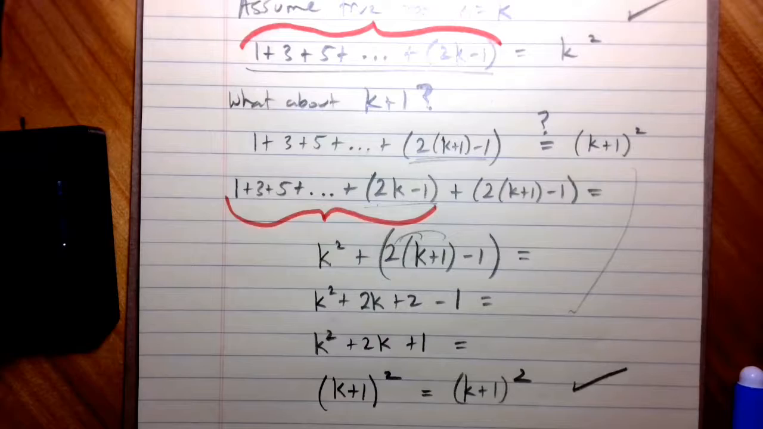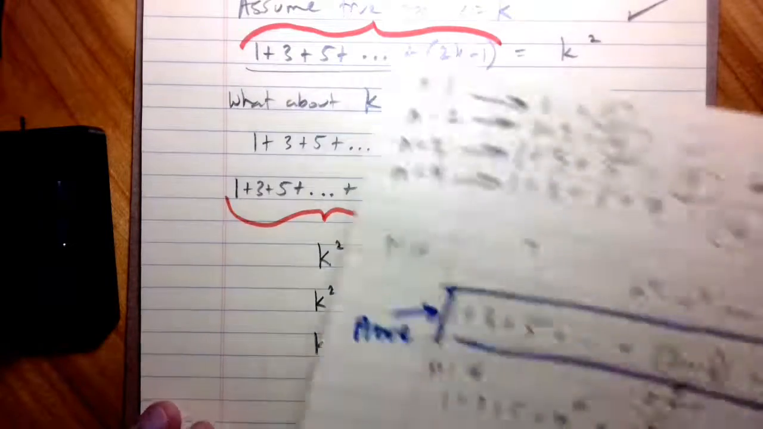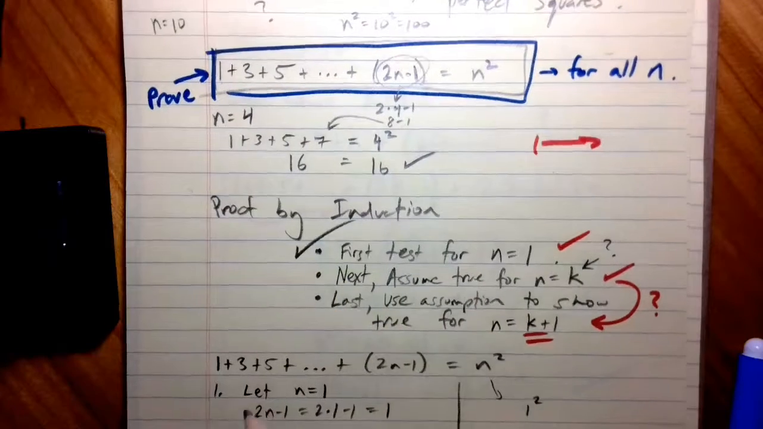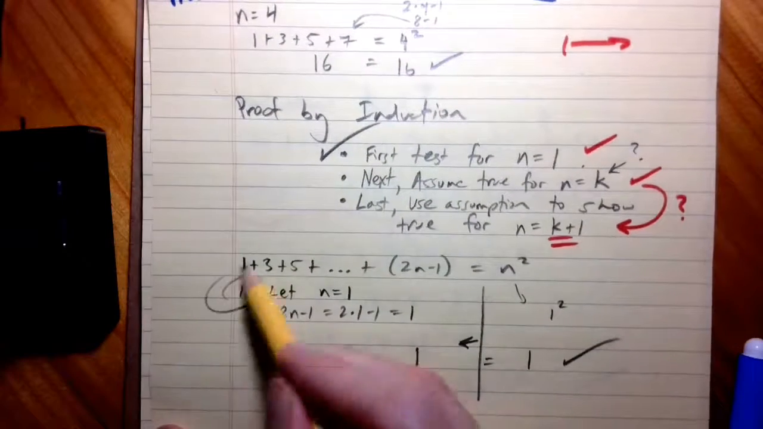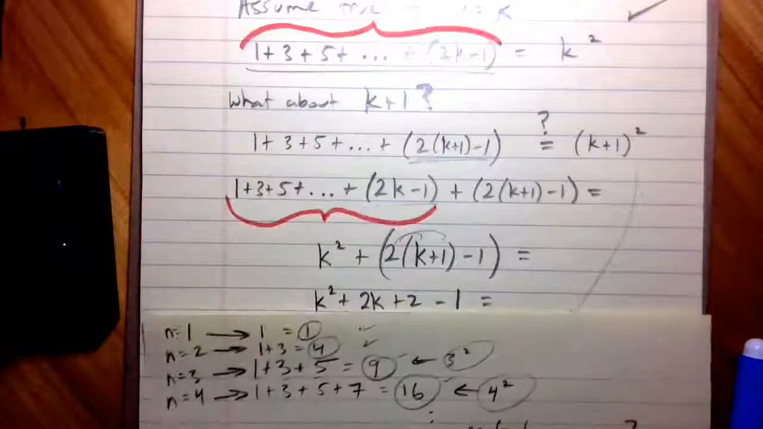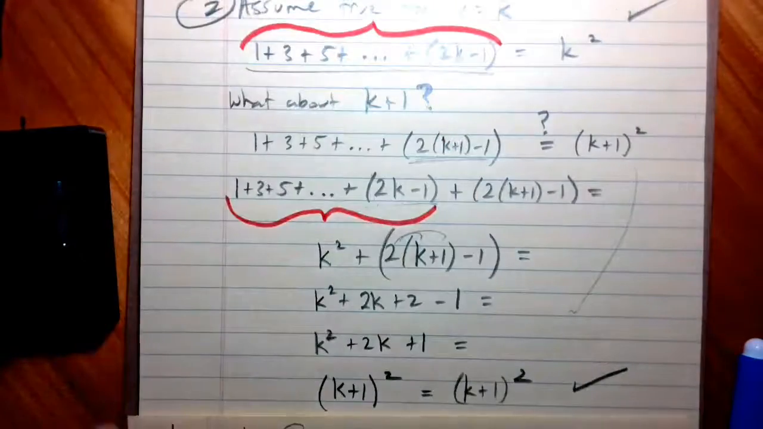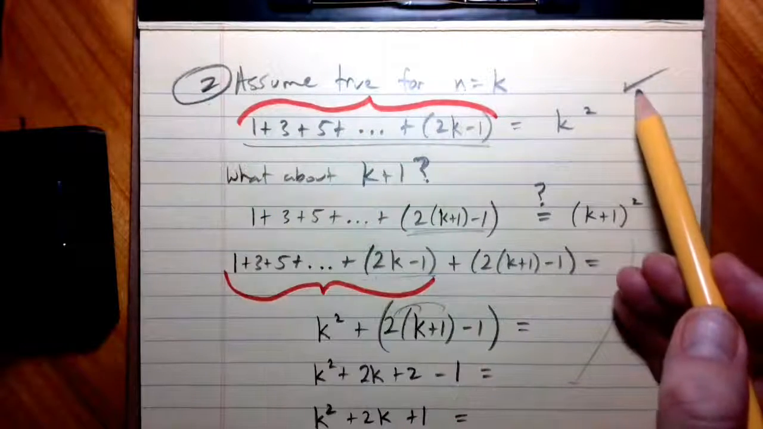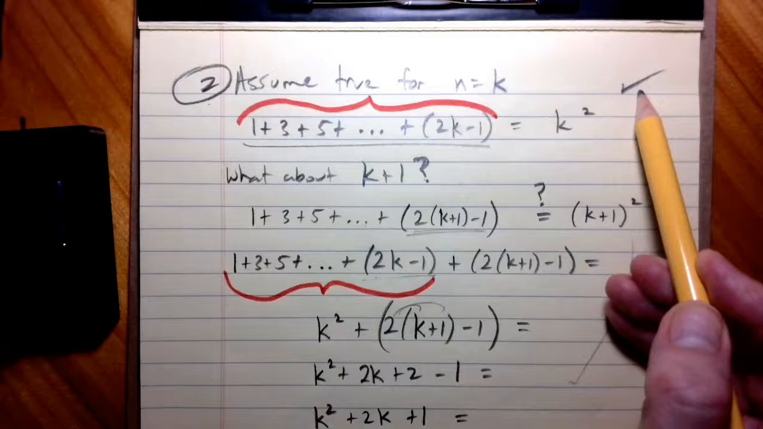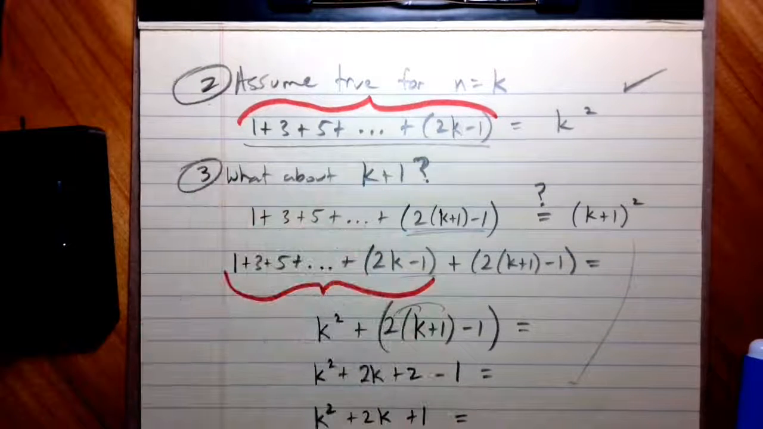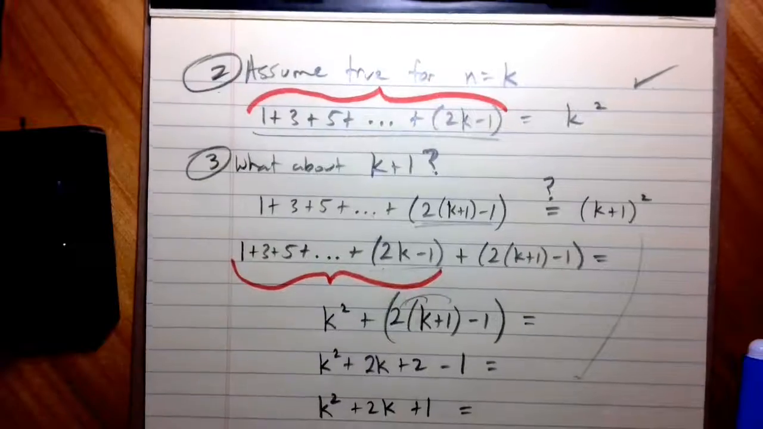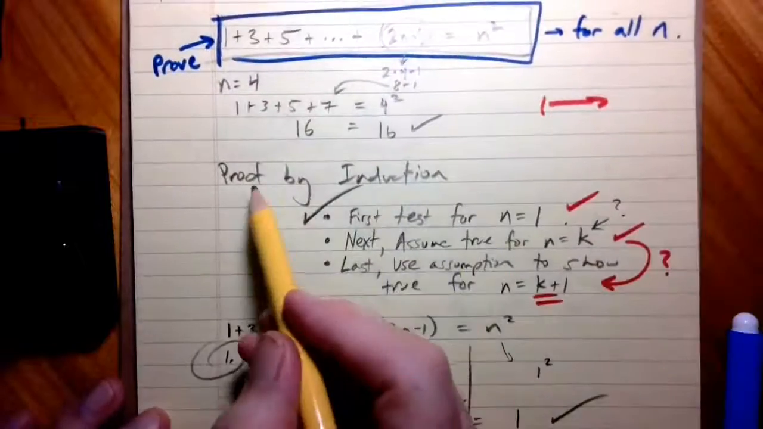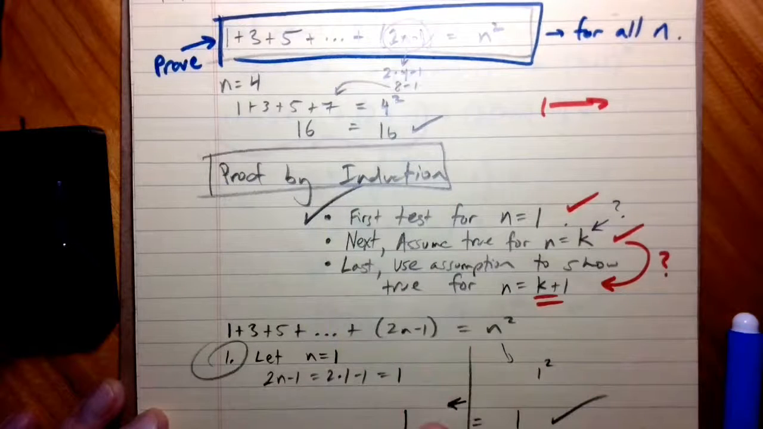So going back to our proof by induction, we check to see, is it true for n equals 1? Yeah, that was right here. Step 2, assume it's true for n equals k. All right, that's easy to do. You put a check because you're just making an assumption. And then step 3, what about k plus 1? Now, if k plus 1 is true, which it is, then you have finished the proof by induction.